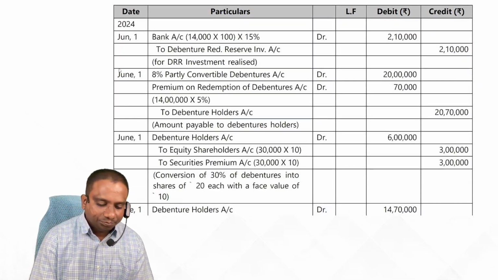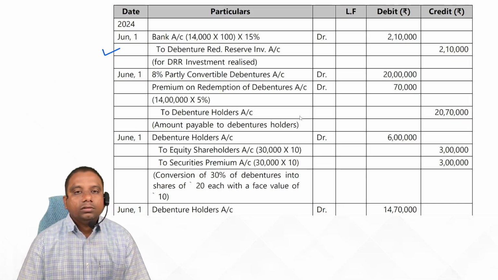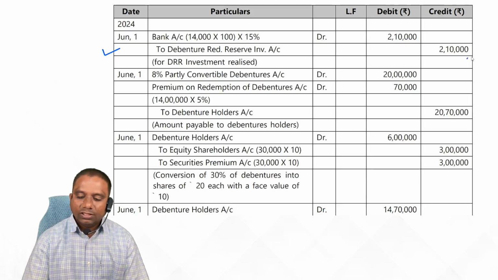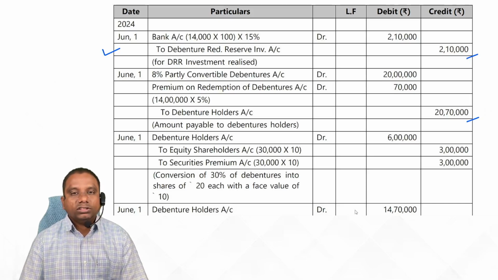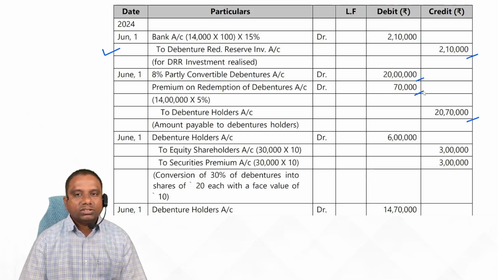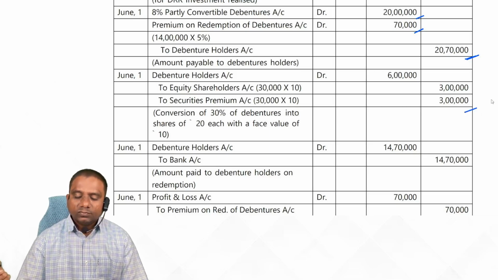First entry, we sell the investments now. We sell the investments at the time of redemption. So sale of investment 2 lakh 10,000. Next one, amount due to debenture holders. Total amount due to debenture holders. So 20 lakh, 8% partly convertible debentures account debit, premium 70,000, total amount 20 lakh 70. Out of them 6 lakhs debentures we are converting now. So this is the entry.